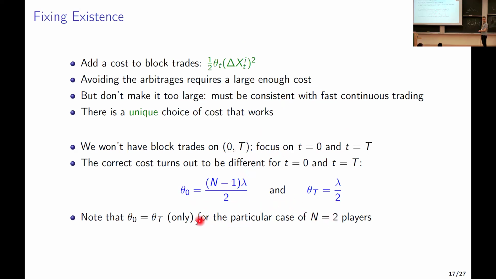And awkwardly, the cost depends on the number of players. Presumably, that's the reason why in 10 years of literature, no one has found that, because it's too awkward to even think about it and write it down. But conveniently, when there are two players, you do the math, it is the same number, lambda over 2. Lambda is the push factor. Lambda is this lambda.